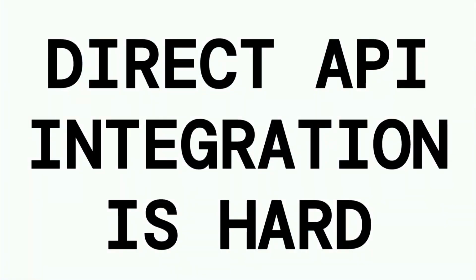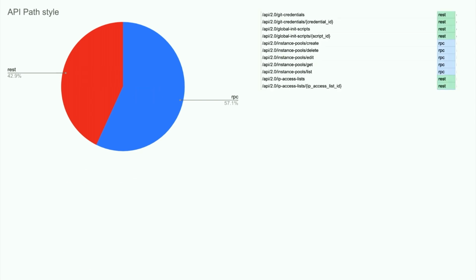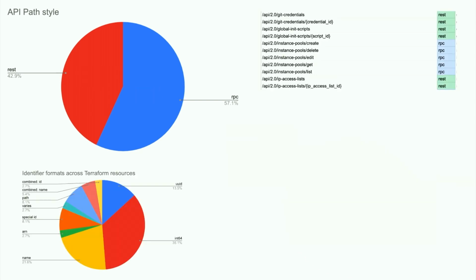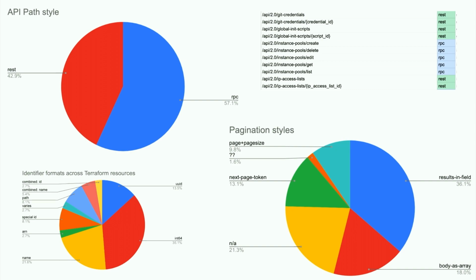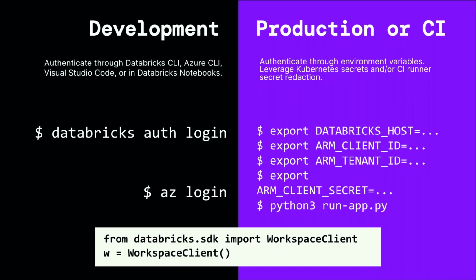Direct API integration is hard because Databricks has many different API styles, 7 different kinds of pagination, and 7 different formats of identifiers. You need to use Databricks SDK for Python or any other language to save months of effort. It would have been simply impossible to build UCX without Databricks SDK for Python, and it literally saved us months of effort.